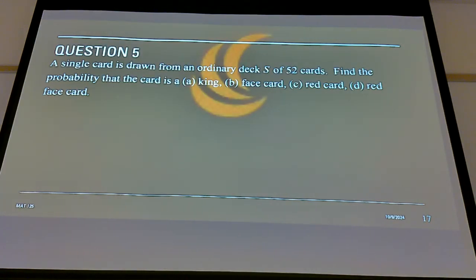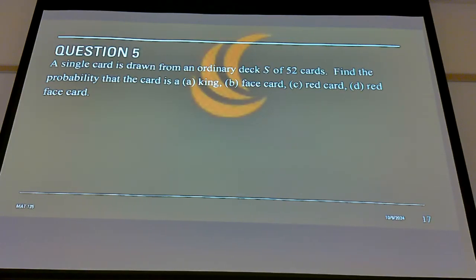No probability section will be complete without considering a deck of playing cards. A single card is drawn from a standard deck of cards. A standard deck is 52, not counting the jokers. Find each of the probabilities. Probability of a king. This is going to require you to have knowledge of playing cards.